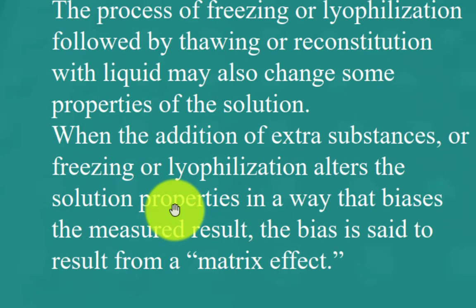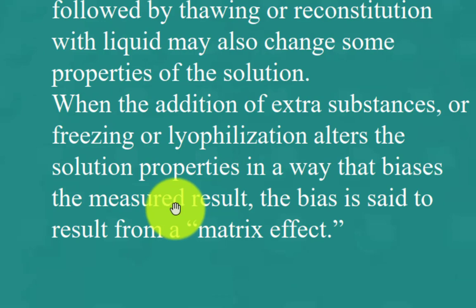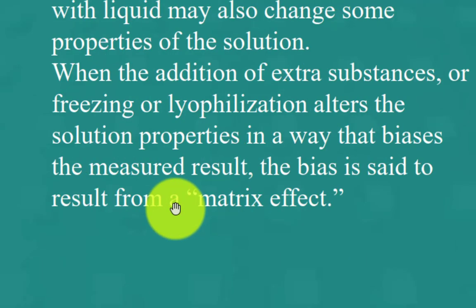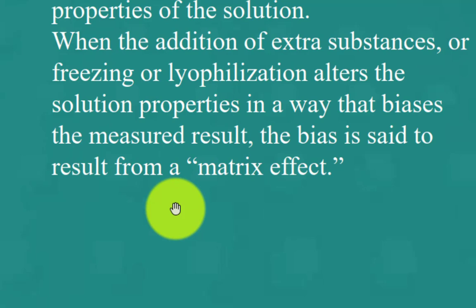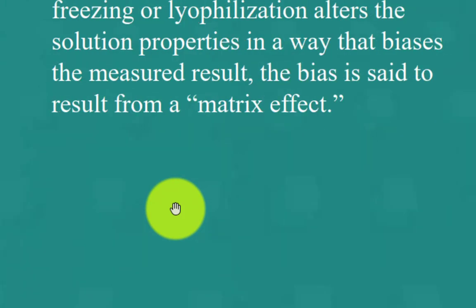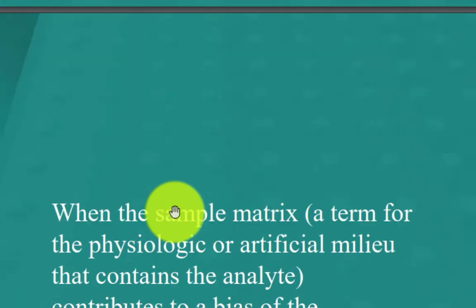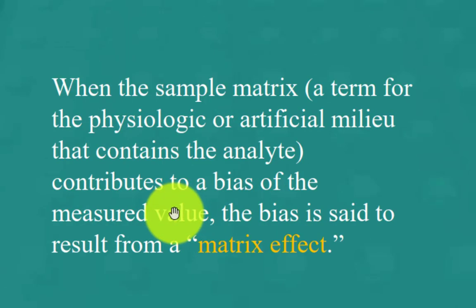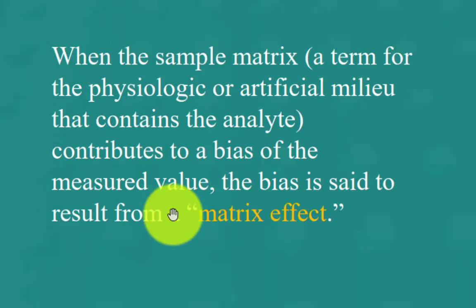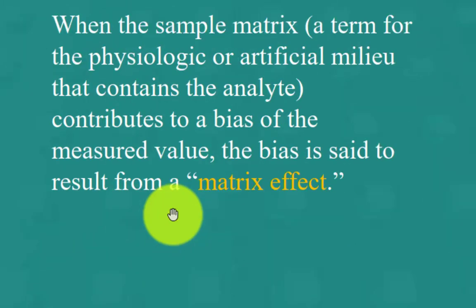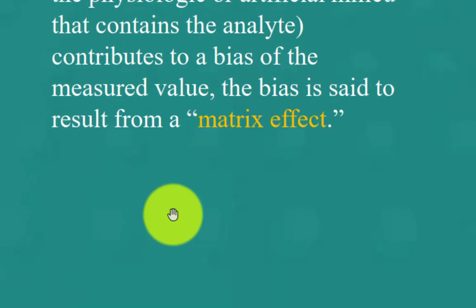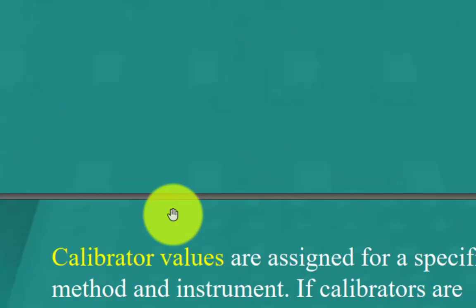of the solution. When the addition of extra substances or freezing or lyophilization alters the solution properties in a way that biases the measured result, the bias is said to result from matrix effect. When the sample matrix, a term for the physiological or artificial milieu that contains the analyte, contributes to the bias of the measured value, the bias is said to result from matrix effect.